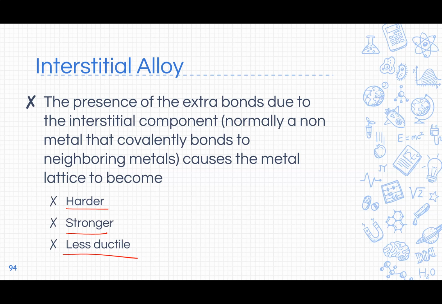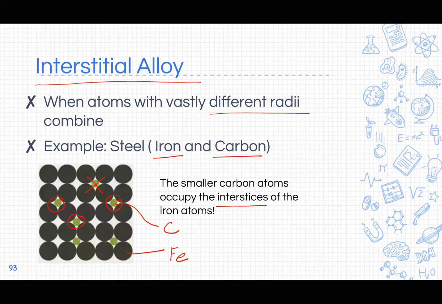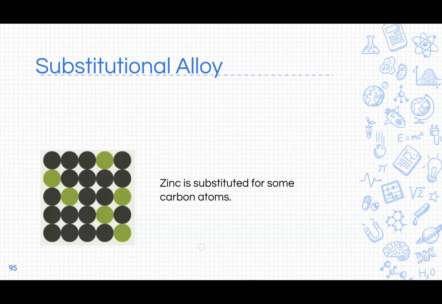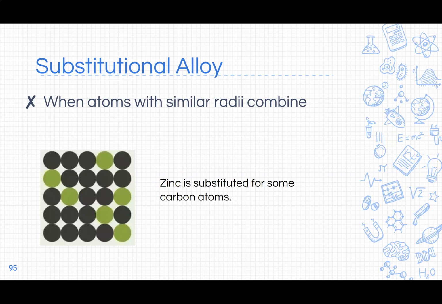So interstitial alloys are when two things are put together. They have different radii. The smaller one kind of fits in the spaces between the larger one, and then we get these special properties of them being harder, stronger, and less ductile. Okay, now alternatively, we can have a substitutional alloy, which is when atoms of similar radii combine. And in this process, what happens is the one element actually takes the place of the other element.